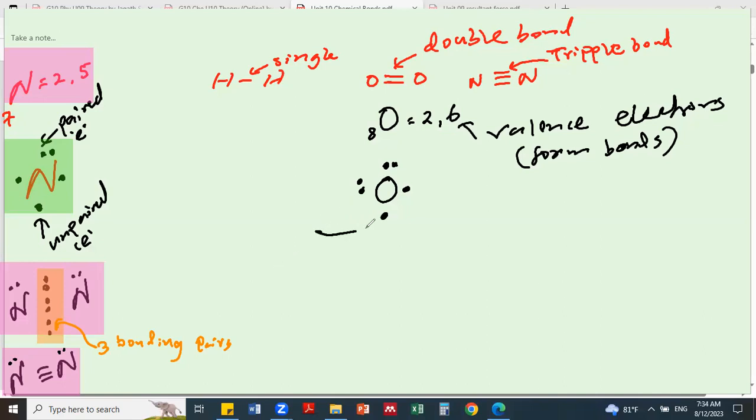So this is called an unpaired electron. How many unpaired electrons does the oxygen atom have? 2 unpaired electrons. How many pairs? 2 pairs. 2 unpaired electrons and 2 pairs. 2 pairs means 4. 4 plus 2, 6.